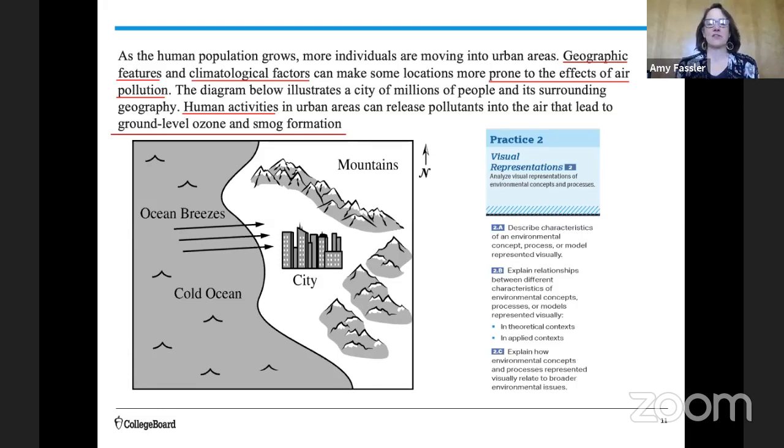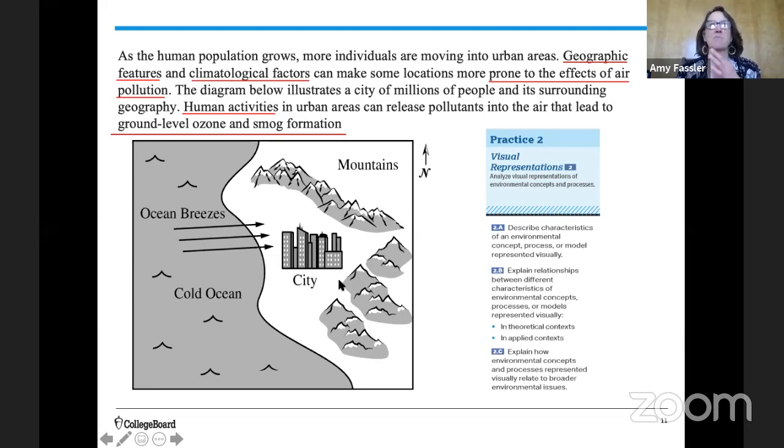So before I even start reading the prompts to this question, I just want to take a minute and look at my visual representation. Not a lot going on here. It's pretty simple to interpret, and just think about all of that valuable information they provided me in the stem of the question. Oh, here's those geologic features. Okay, I'm on an ocean, coastal area. There's mountains over here. It's a big urban area. I got a cold ocean here, so I got a cold ocean breeze coming in there.